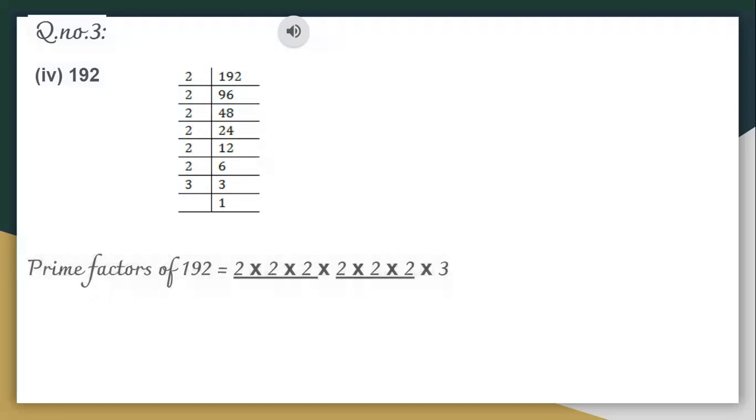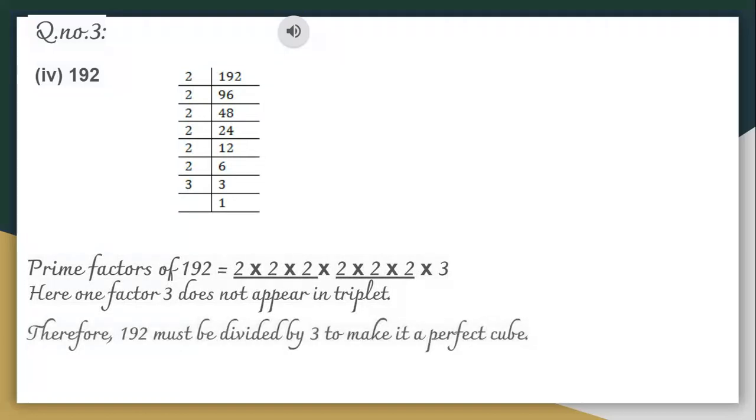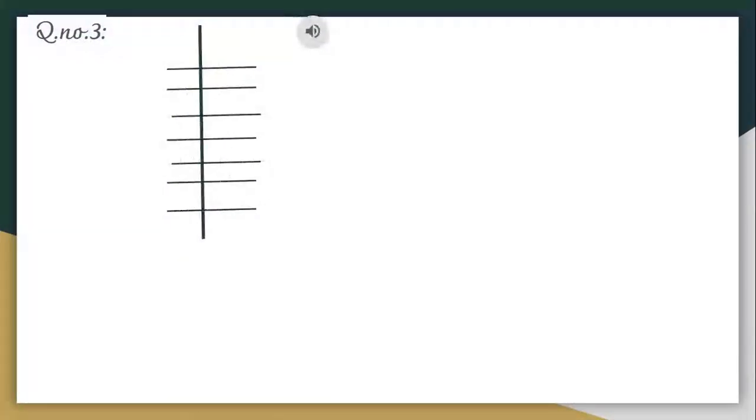So here one factor 3 does not appear in triplet. Therefore 192 must be divided by 3 to make it a perfect cube. So what is the smallest number it should be divided by? That is 3. So 192 divided by 3, what will we get? 64. So 64 is the cube of 4, isn't it? So the smallest number will be 3.